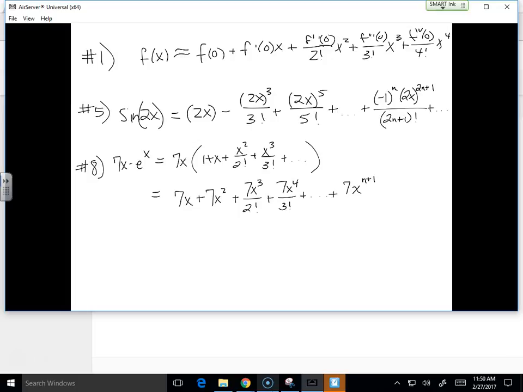For instance, on number 5 in the back, was it negative 1 to the n or to the n plus 1? Okay, so we're starting at n equals 0, just for the sake of being able to match. All over n factorial, right? Yes, because 0 factorial is 1, 1 factorial is 1, and 2 factorial will start showing up at n equals 2. Does that make sense, guys?